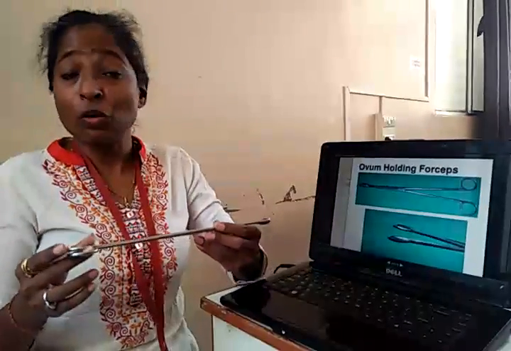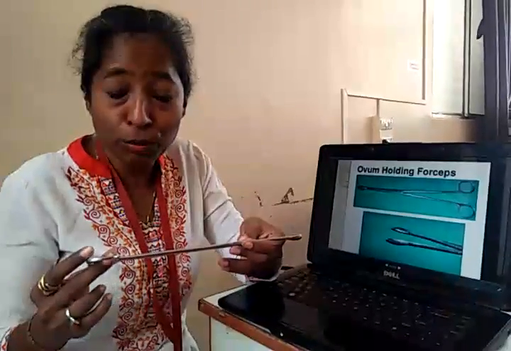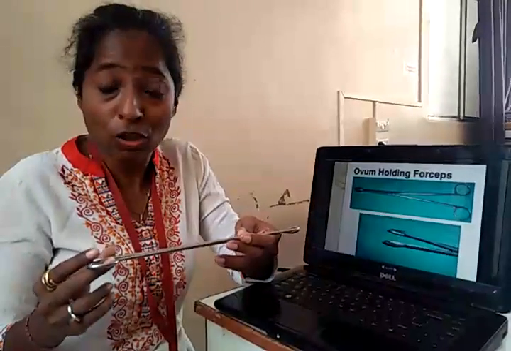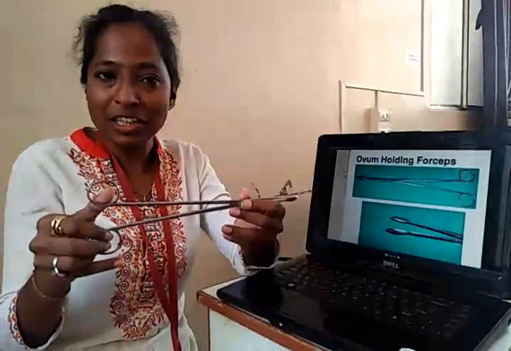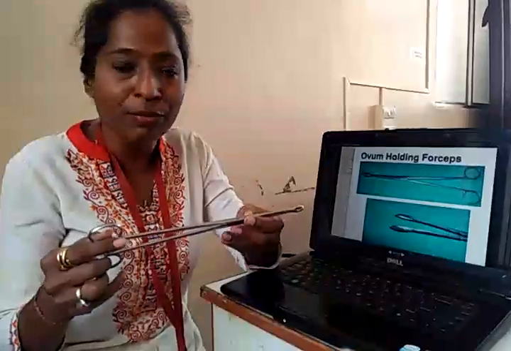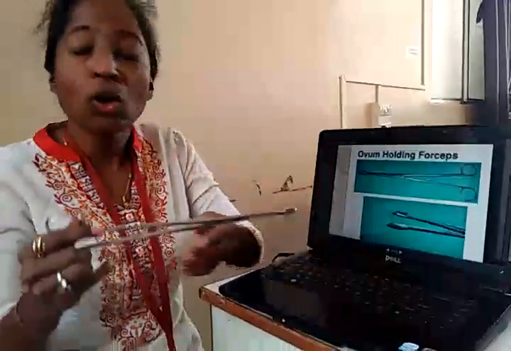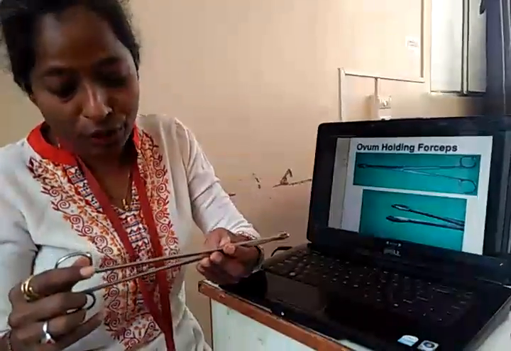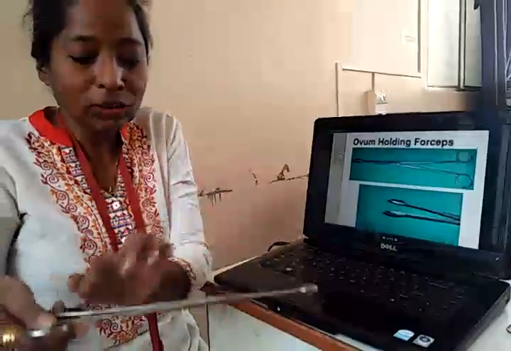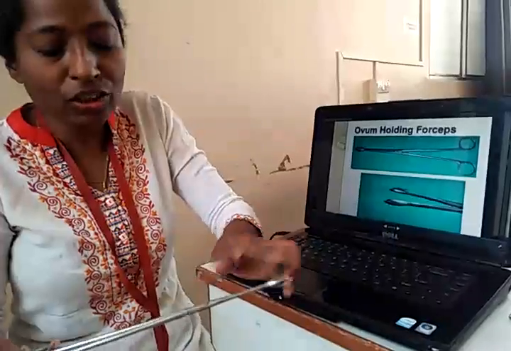Hello everyone. Now we are going to continue about the instruments which are used in gynecology. What we are going to see is the instrument that is the ovum forceps. What we see in this diagram is the ovum holding forceps. What are the parts of this ovum holding forceps? It consists of the shaft. This part is called the shaft.